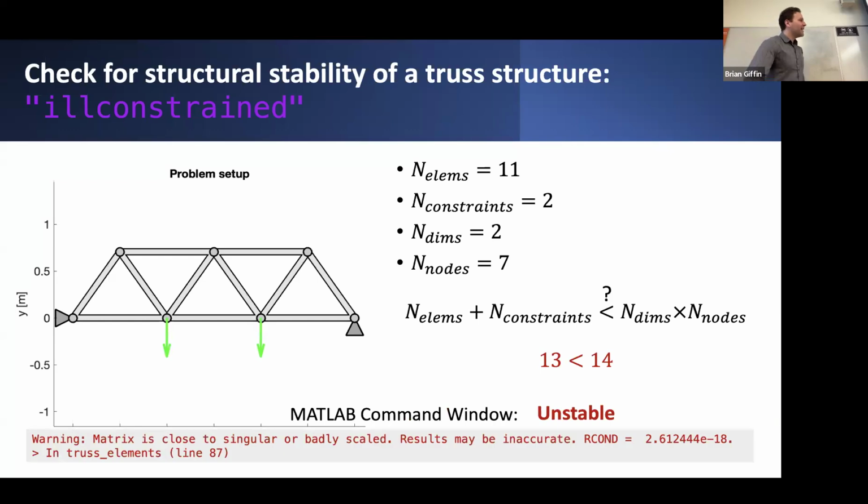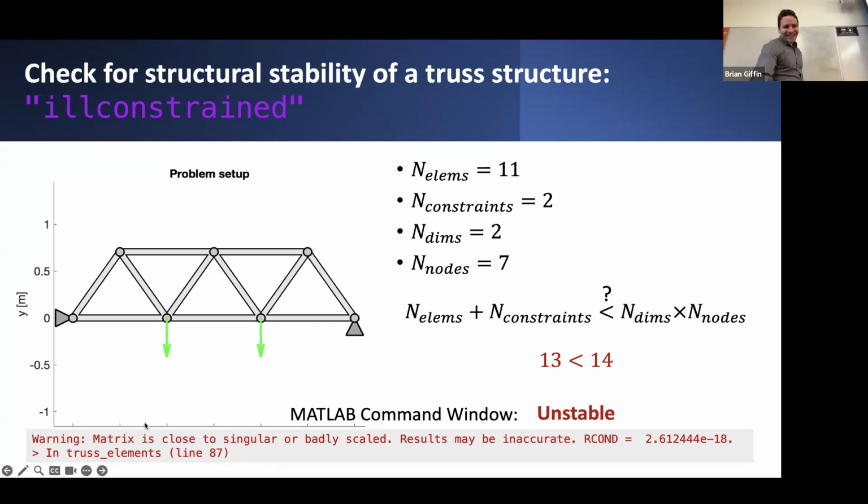Now, the other thing that I want to point out that I didn't show when I was showing you the results of this particular problem: when we ran it in MATLAB, it gave us an answer. It spat out some results, but it also gave us this interesting warning message that popped up in the terminal. When you run that truss analysis script on this problem, you'll get a message that says, warning, matrix is close to singular or badly scaled. Results may be inaccurate. Rcond equals 2.6 times e to the minus 18, and it occurs in truss elements at line 87. So what the heck is this?